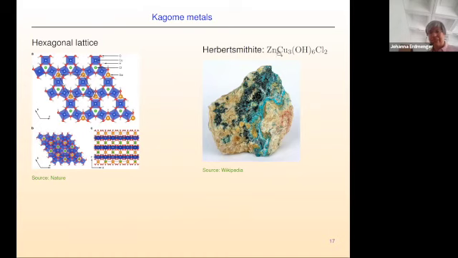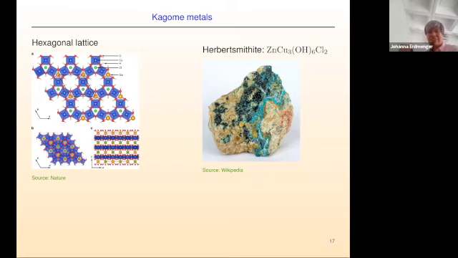Here you see the chemical composition of this material. It has zinc, copper, oxygen, hydrogen, and chlorine. And precisely this material has this hexagonal structure, which you see here. If I'm not mistaken, the green is the chlorine, the orange is the zinc, the blue is the copper, the red is the oxygen, and the white is the hydrogen. And it makes these beautiful hexagonal lattices. So this is something that is absolutely real.